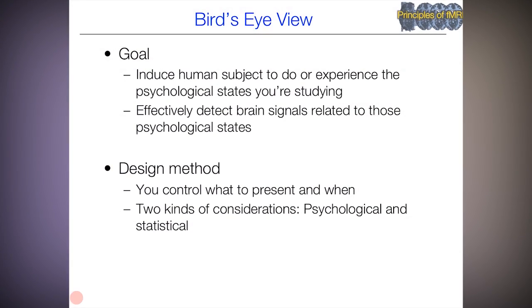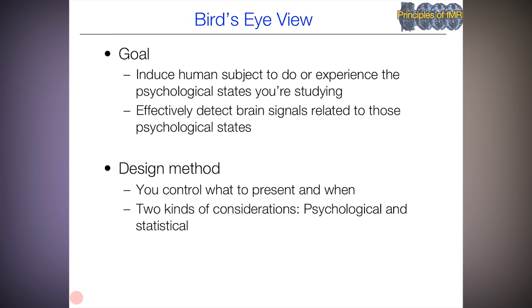Welcome back. In this module, we're going to talk about experimental design, and we're going to revisit some of the concepts that we did in the previous course, but now with a little bit more technical emphasis. So the goal of experimental design is twofold: to induce the human subject to do the things that you need them to do in the scan, and secondly, to effectively detect brain signals that are related to those psychological states.